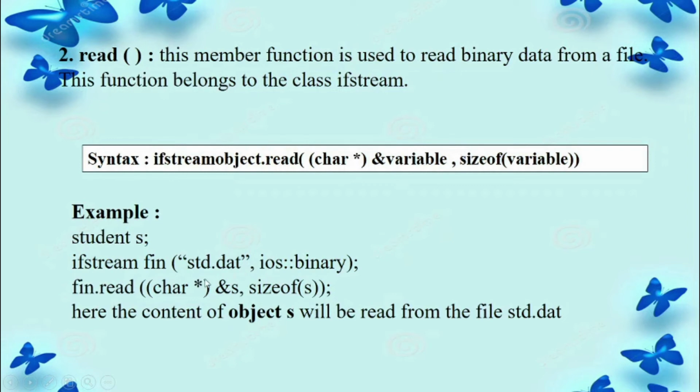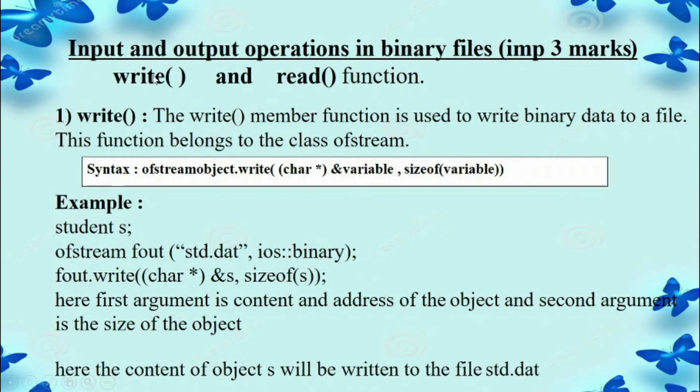So opening that file, we can read the data in that file. So here the content of object s will be read from the file std.dat. So that is what this read member function does. So read and write, both member functions are important. You study the definition and the syntax. Even if you are not studying, okay, it will come for 2 marks or 3 marks, but you study the definition and the syntax correctly.